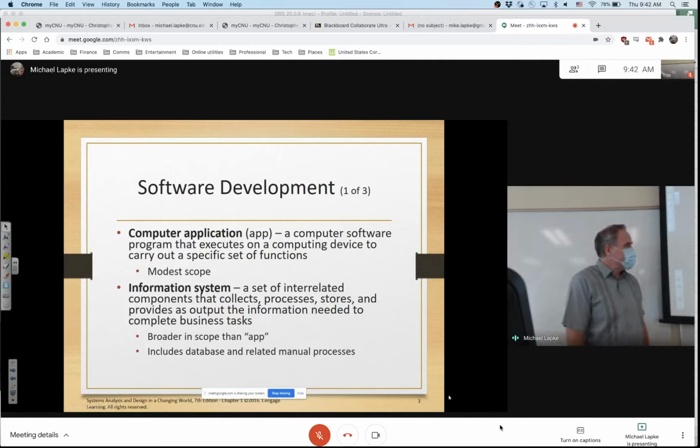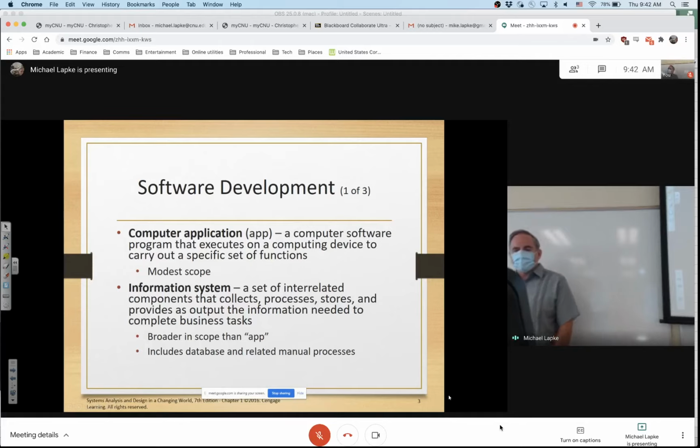An information system, on the other hand, is a set of interrelated components that collects, processes, stores, and provides as output the information needed to complete business tasks. It's a lot of words. What does it actually mean?